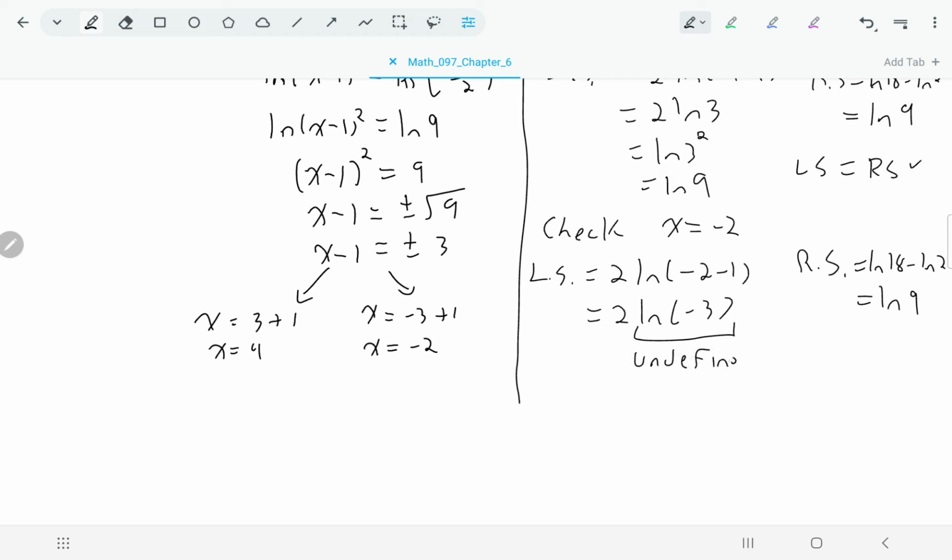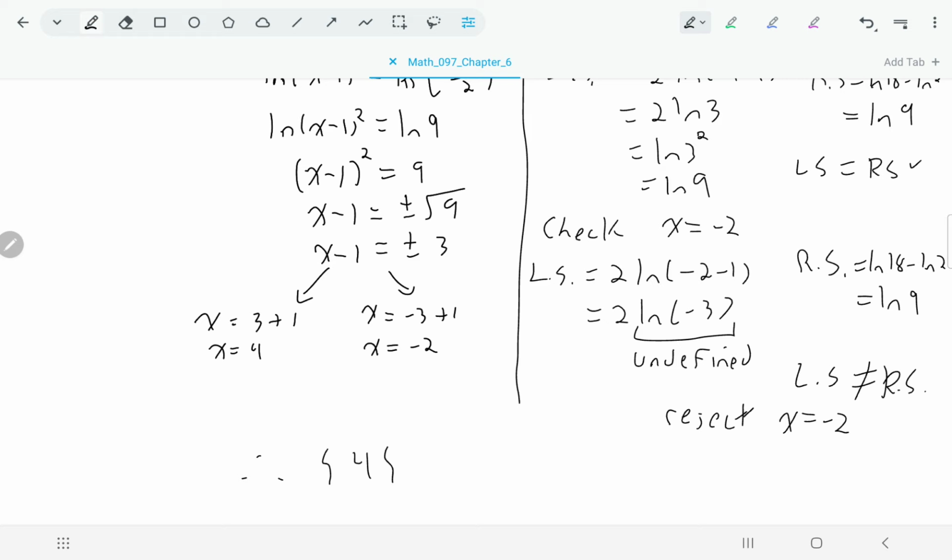Remember, for any kind of logarithm, no matter what base you're looking at, you can't have a number 0 or smaller as the input. The inside of what goes into a natural log, or any other log for that matter, has to be larger than 0. So since natural log of negative 3 is undefined, the left side is undefined, which means the left side and the right side will not be equal to each other. And so too bad for us, that means we need to reject x equals negative 2. So our only solution for this problem would be x equals 4.